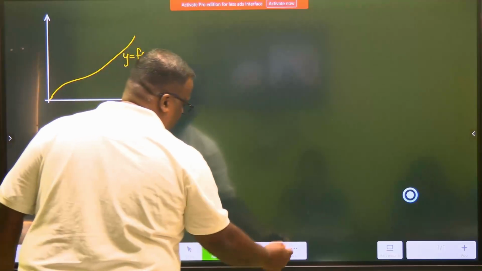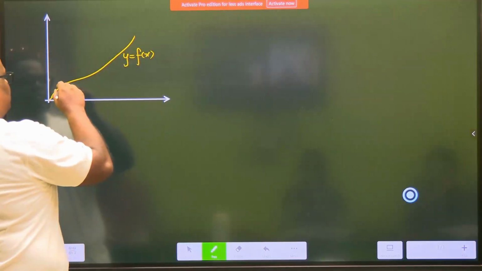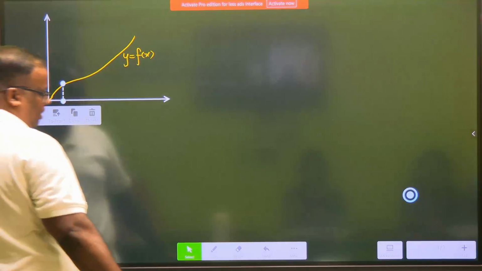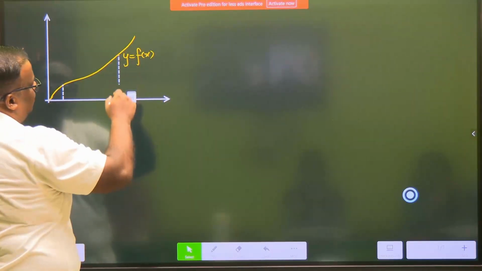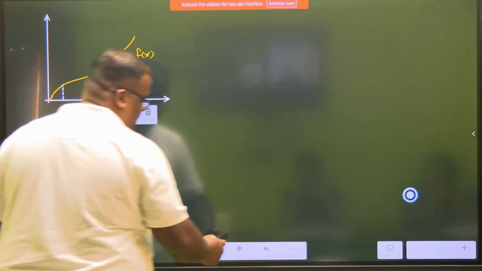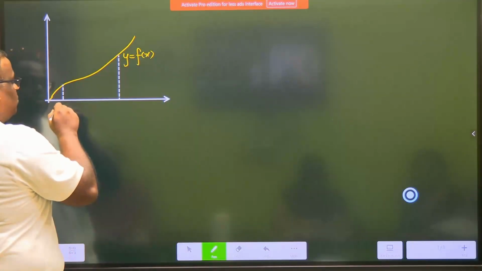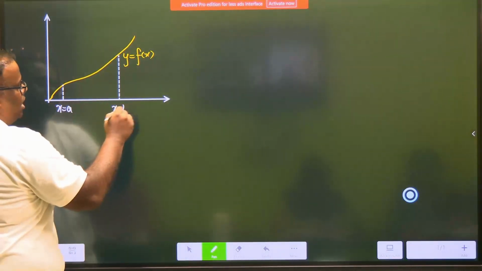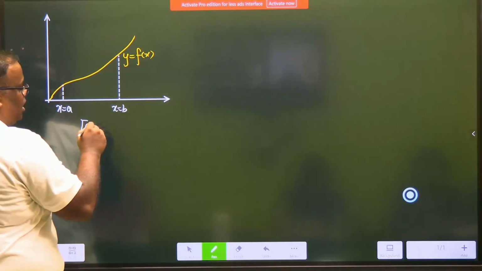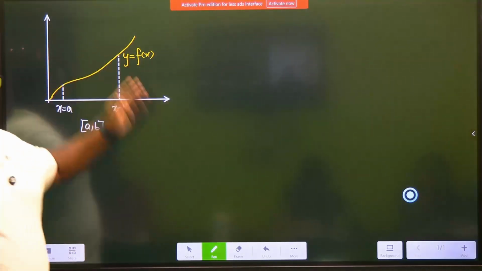Today we pick up, say, two intervals. This is one interval, and there is another interval out here. Let's say this is x equal to a, and this is x equal to b, and we are considering the closed interval [a, b]. Now we will be discussing continuity of functions in this interval.